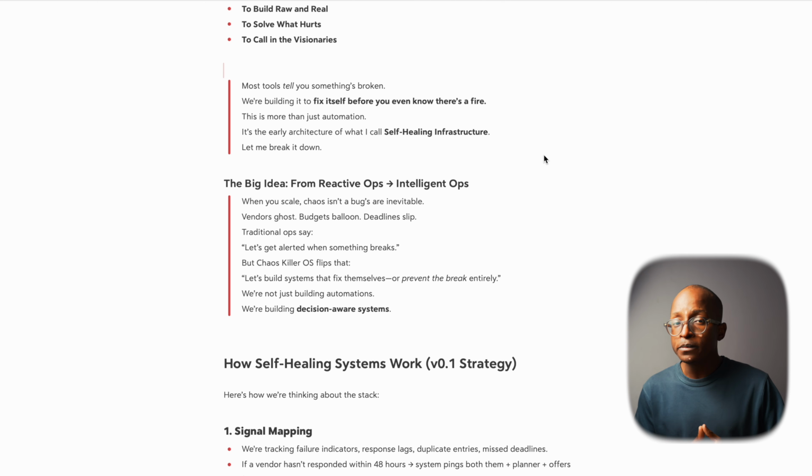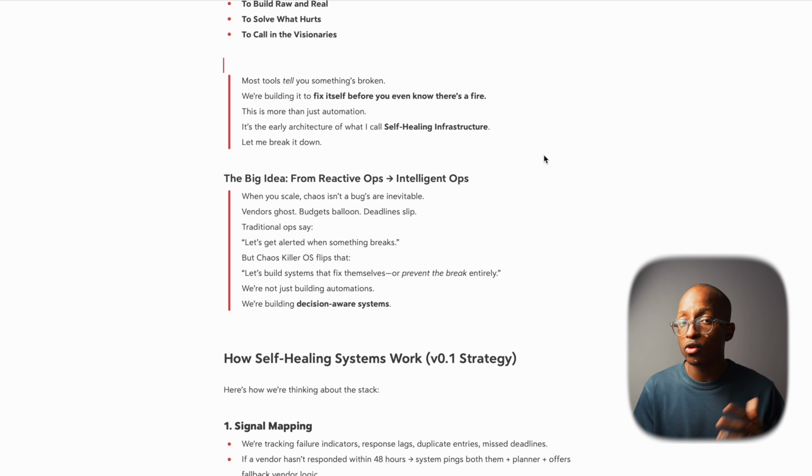And then an example of this is if a vendor hasn't responded within 48 hours, then we can have the system ping both of them. So basically, the planner plus the offers fail vendor logic, pinging both of them to say, hey, fallback. So the offers fallback vendor logic, making sure that we're pinging both sides and that both sides are aware. And then we use this historical data to make sure that we have the best possible routes for success in what it is that we're building, and that we're ultimately creating value.